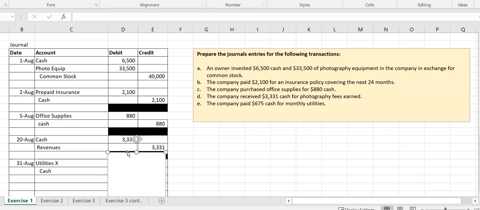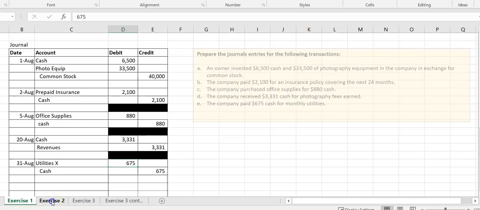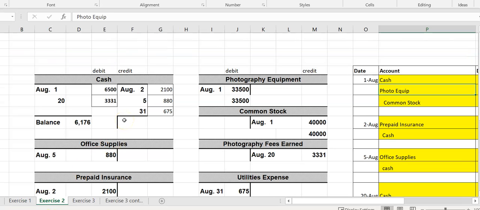So if we do the very last one, we pay our utilities, and our utilities was $675. We use cash. Again, that's a credit. So you know the utilities expense is a debit. So these are all your transactions for the month. And now you're going to post these to the general ledger, which looks like this.